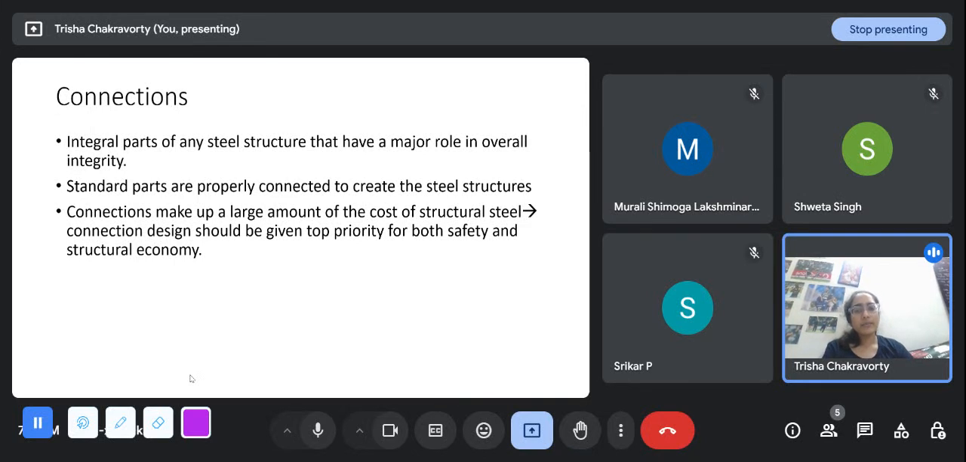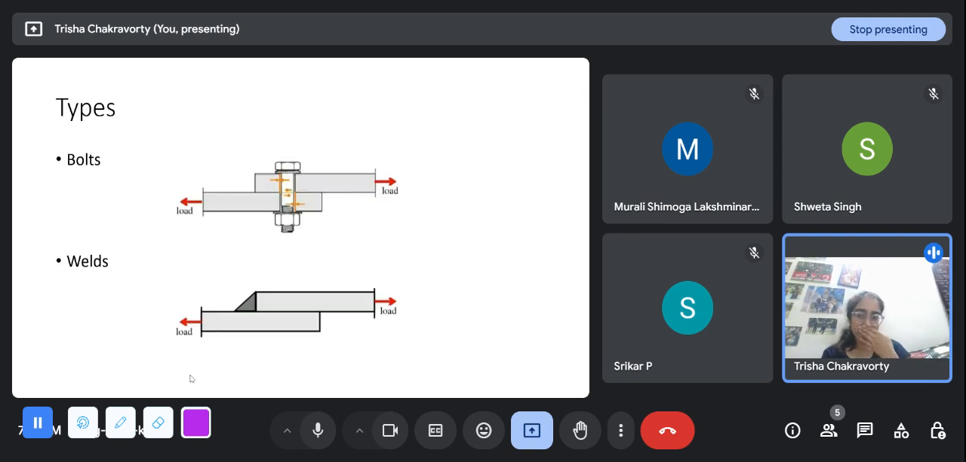Connections make up a large amount of the cost of structural steel, and connection design should be given top priority for both safety and structural economy. Bolts and welds are the two major types of connections used these days. There used to be one called rivet, but they are not given much importance in IS 800 and they are not used much these days.